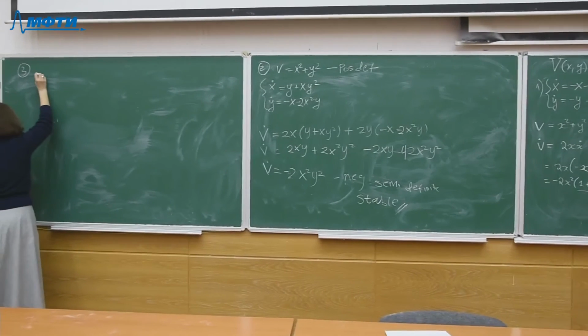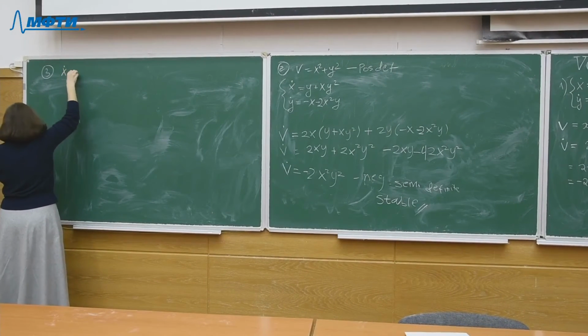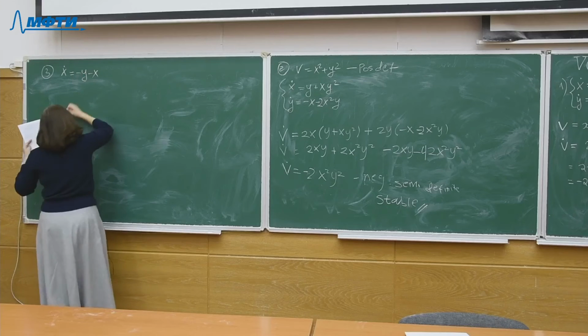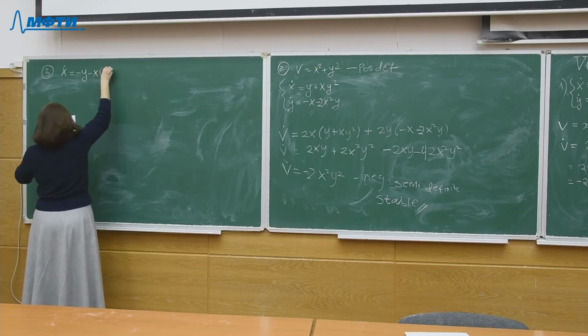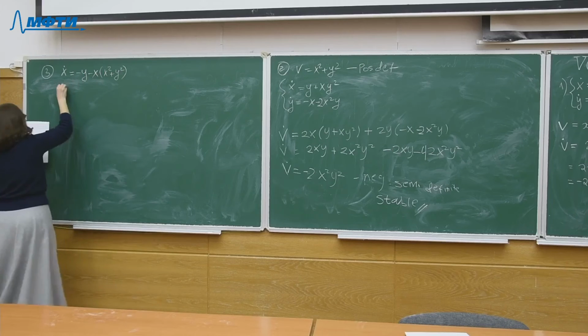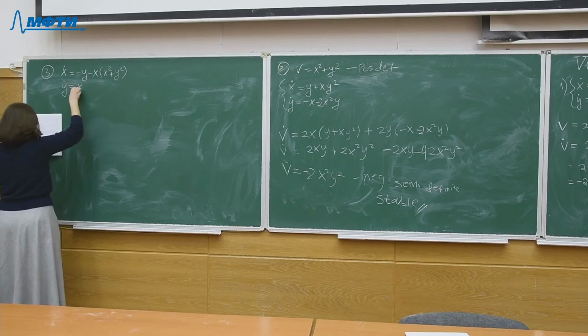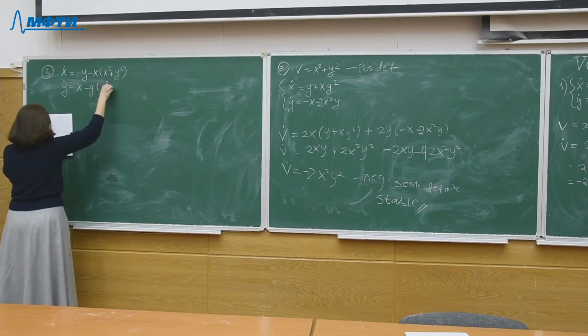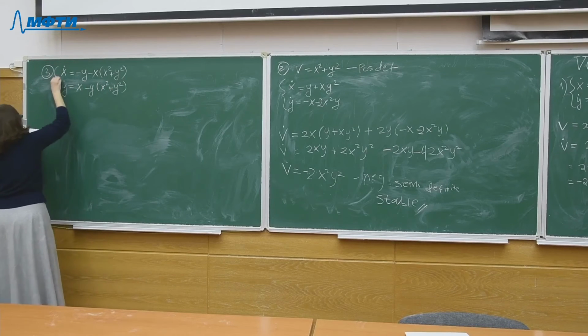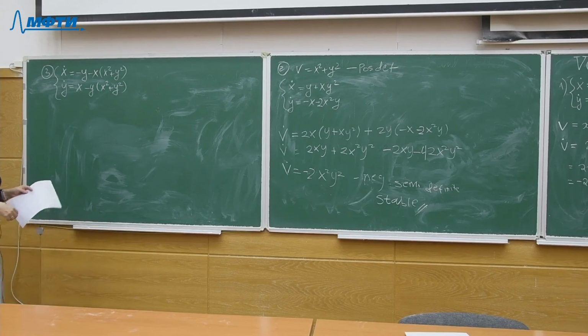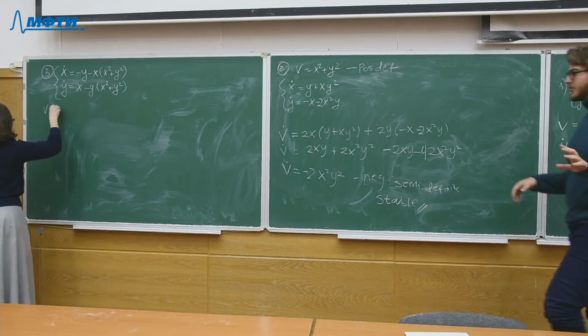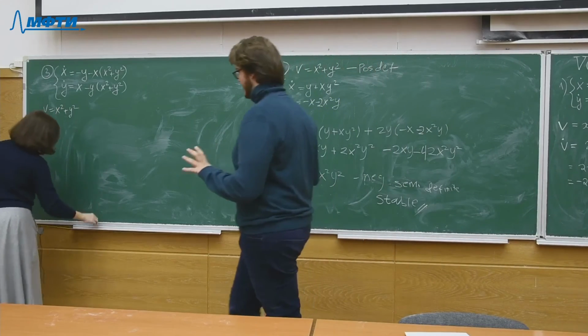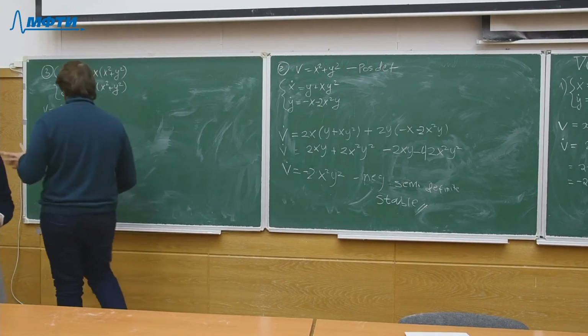Now task number 3. x dot is equal to minus y minus x times x squared plus y squared, and y dot is equal to x minus y times x squared plus y squared. Okay, Daniel, your turn. Let's try. You will try to find the derivative of V. V is the same.